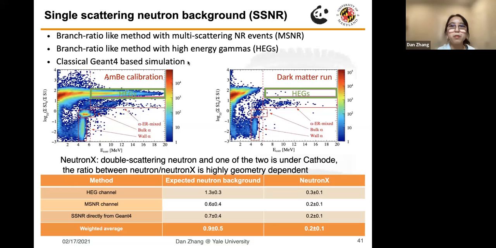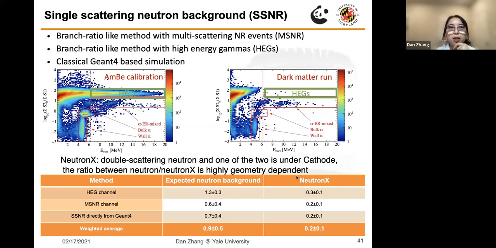And also we preserved the same estimation similar to the ER material backgrounds. We use Geant4 based simulation, putting in the geometry and radioactivity levels, which were measured by a high purity germanium detector first, and put in the radioactivities of material and got the estimation of neutron backgrounds inside the detector. And in total, we expected to have single scattering neutrons on the level of one event in the window we defined.